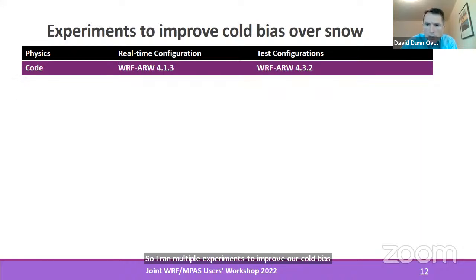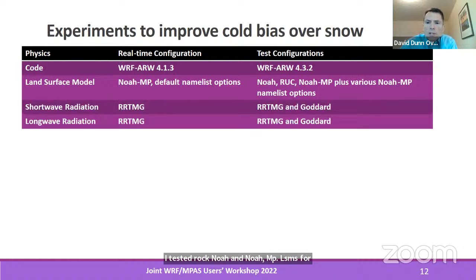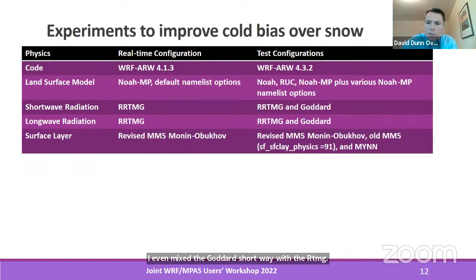Our real-time system uses WRF ARW version 4.1.3, but these tests were conducted using 4.3.2. I tested RUC, NOAA, and NOAA MP LSMs. For radiation, I used RRTMG and Goddard. And based on NCAR's Antarctic prediction system settings, I even mixed the Goddard shortwave with the RRTMG longwave. For the surface layer, I used the revised MM5 Monin-Obukhov, the MYNN, and the old MM5, option 91.